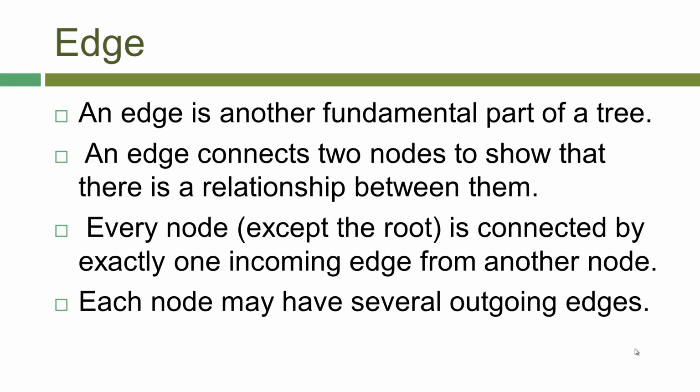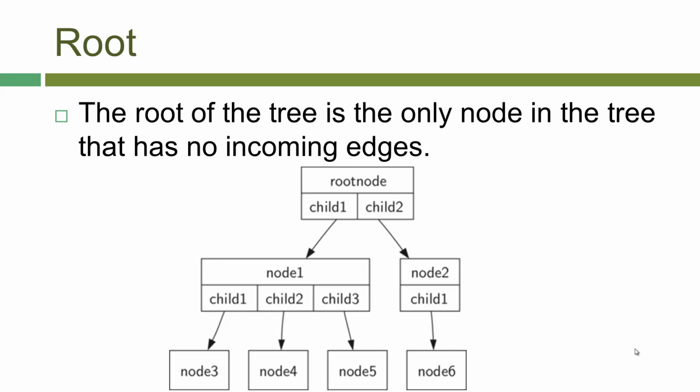And then every node, except for that root node, is connected by exactly one incoming edge from another node. And each node may have several outgoing edges. So to show you what I mean by this, we're going to learn about one more, the root. The root of the tree is the only node in the tree that has no incoming edges. So here we have kind of an illustration of a tree. It looks a little different because the children of the nodes are linked and attached to it, but that's just to show the hierarchy levels. Here we can see there's a root node with 2 children, and each child has only one edge coming out of it, and it goes to the next level of nodes.